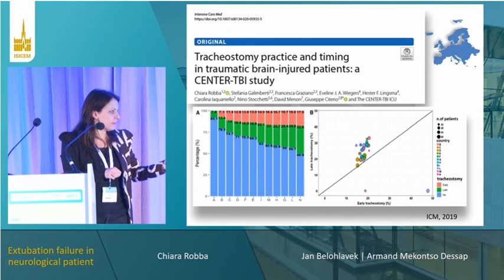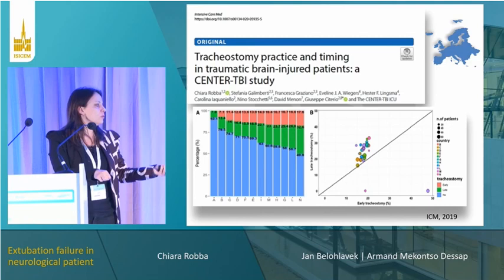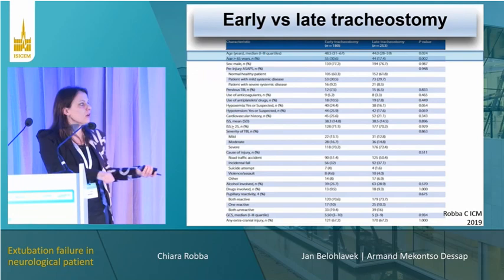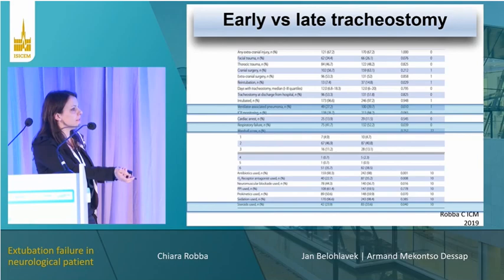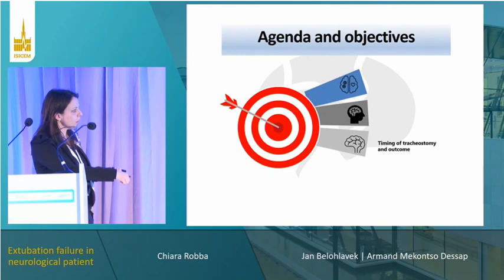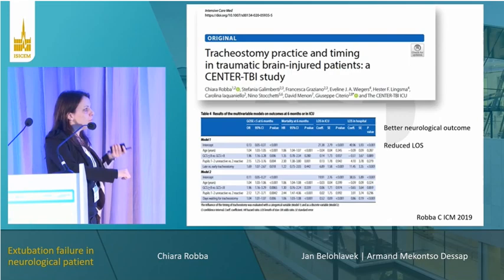These are the results from the CENTER-TBI study, so only TBI patients. There is huge heterogeneity. You see there are centers who only do early tracheostomy. The majority do late tracheostomy, but with an important difference according to the concept of late tracheostomy. And here in the CENTER-TBI study, we didn't find any difference in terms of characteristics of the patients according to those who had early or late tracheostomy, except obviously the complications in the ICU. Now, as I mentioned, we always look for the outcomes, mortality and neurological outcomes, because they are the major outcomes. For the timing of tracheostomy, we never found an effect on neurological outcome and mortality, and that's the main issue.